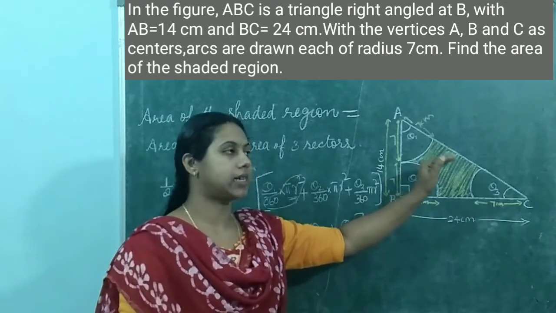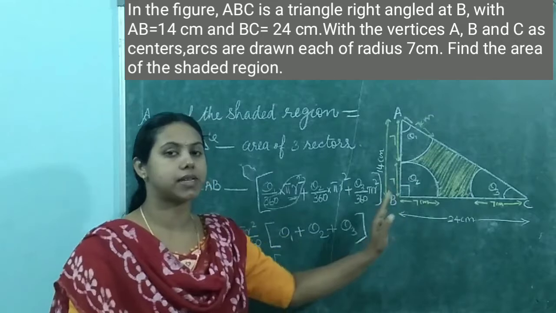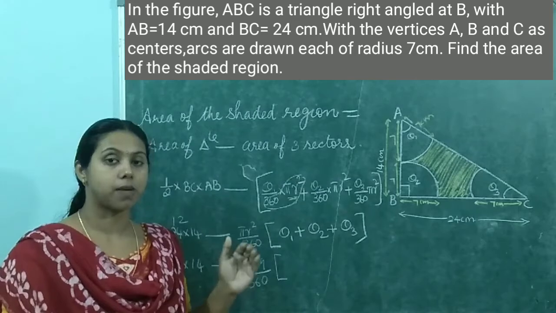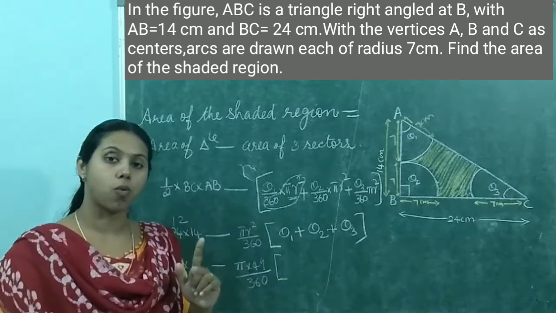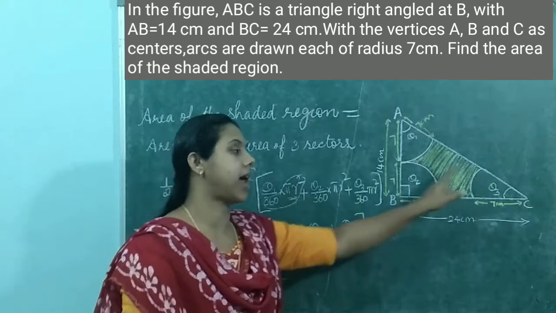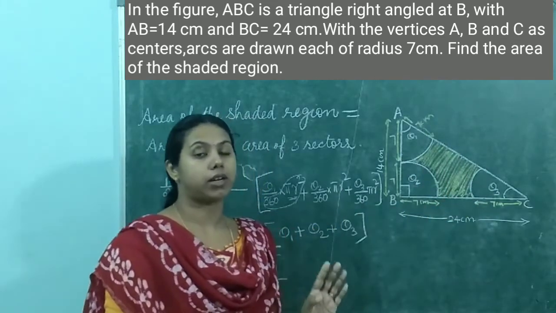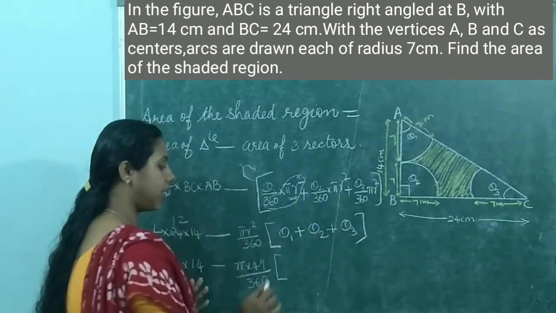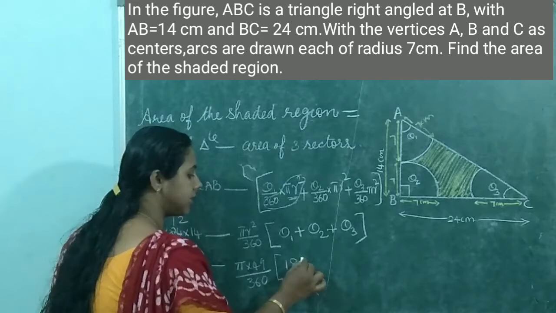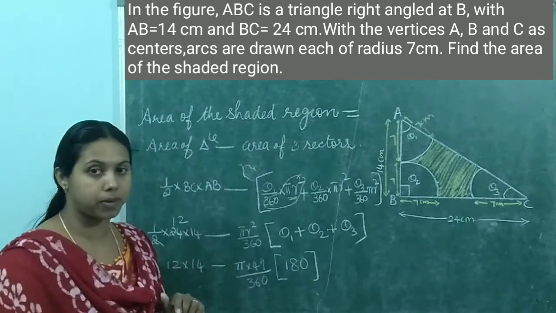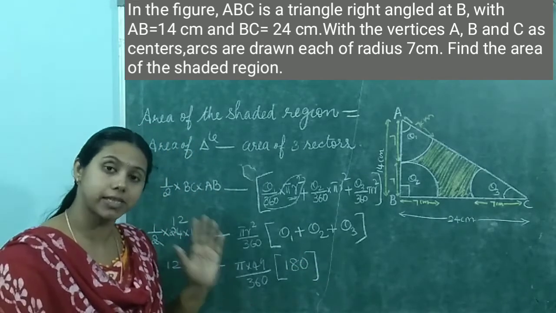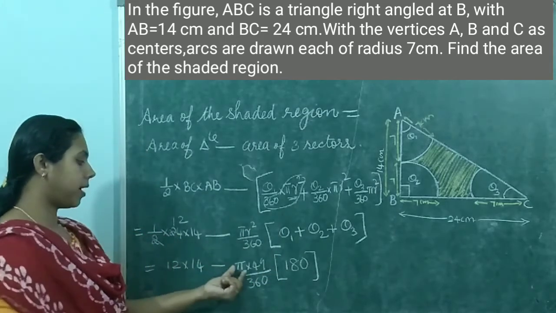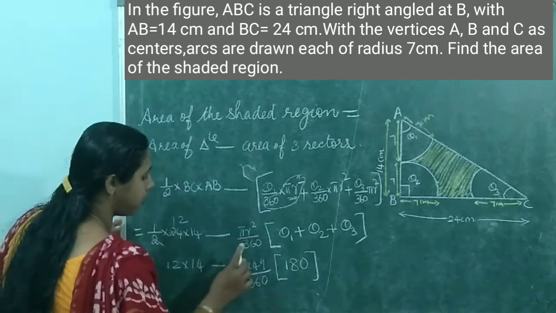We know the sum of all the angles in a triangle is always 180 degrees. That is the angle sum property. So when you add these three angles, we get the total measurement, 180 degree. So theta 1 plus theta 2 plus theta 3 is equal to 180 degree. Now we can substitute the value of pi, that is 22 by 7.